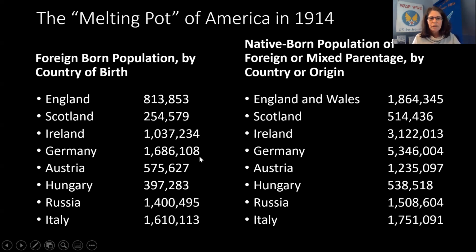1.6, almost 1.7 million from Germany, over 5 million from Austria, almost 400,000 from Hungary, 1.4 million from Russia, 1.6 million from Italy. These are those new immigrants that your textbook talks about, right? So look at this, and then think back to our chart with the different players in this conflict, right?